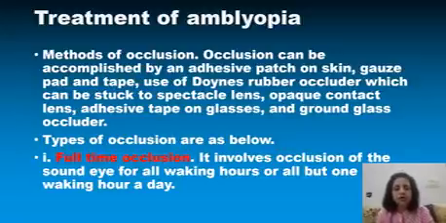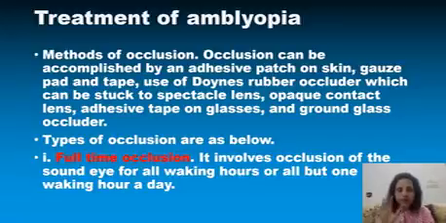Methods of occlusion can be accompanied by any adhesive tape on the skin, gauze pad, taping hair, use of Doyne's rubber occluders which will stick onto the spectacle lens, opaque contact lenses, adhesive tapes on the glass, giving a ground glass occluder.